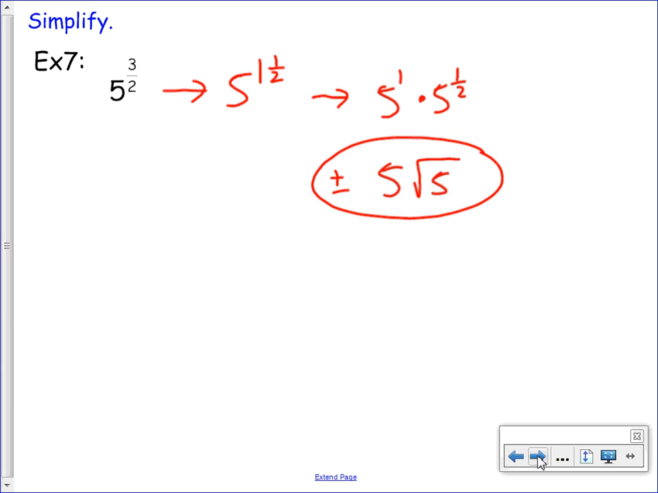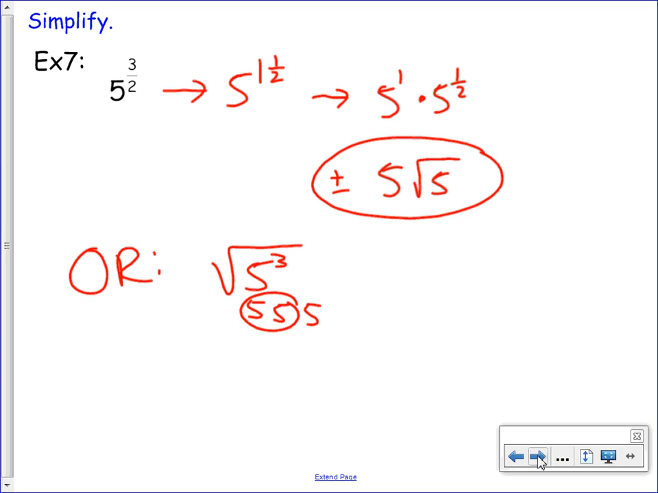Good times. Or this is what Rebecca was saying. Let me show it to you. You could have done the square root of 5 to the 3rd power, which means there were 1, 2, 3, 5s. So 1 comes out. So you have 1 in the root. That's another way to do it. Whatever works. 5 root 5, plus or minus.